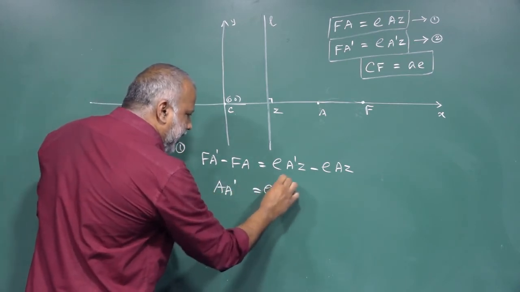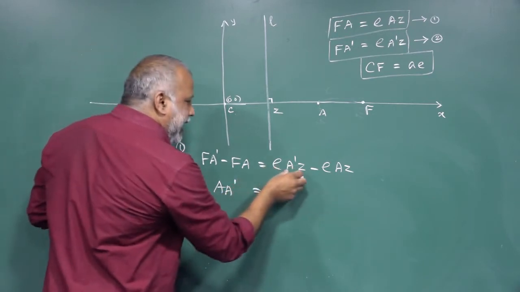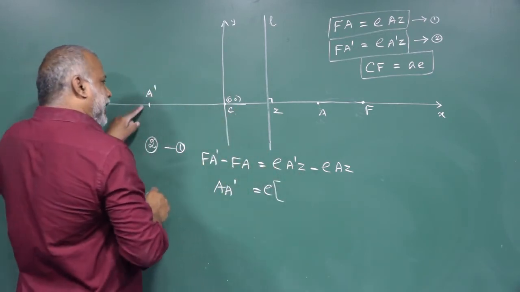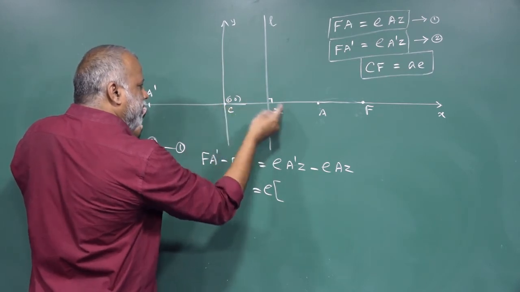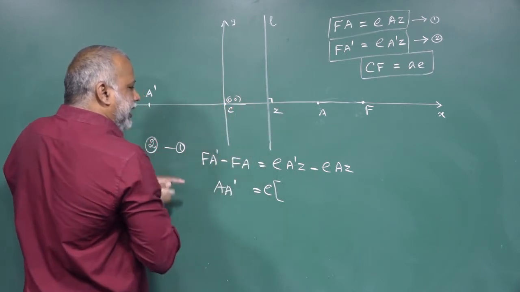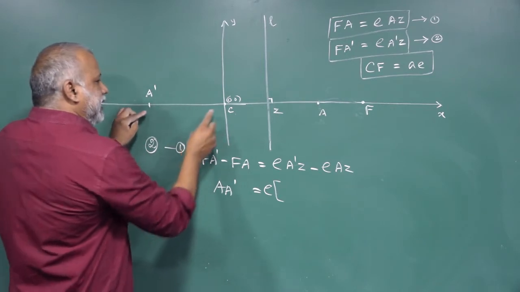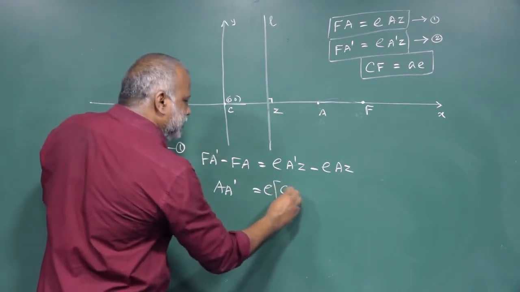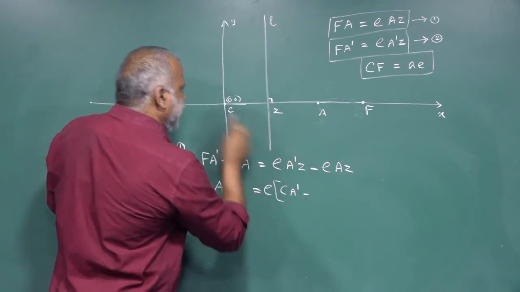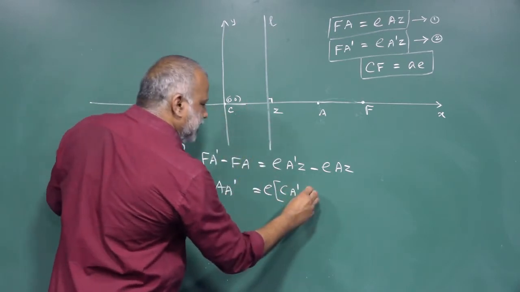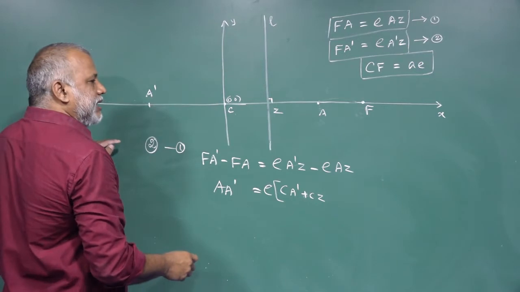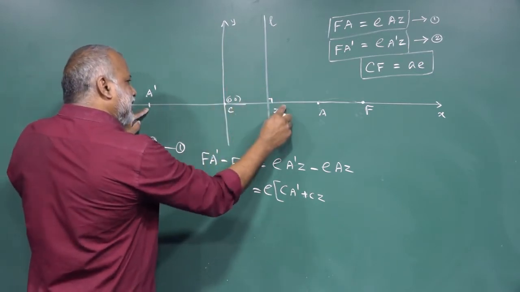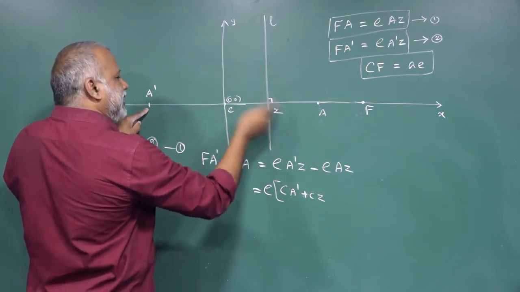Now take out e as common. A dash Z. See, A dash is here, Z is here. It is more than the center. Therefore, I can write this one in terms of center: CA dash, then plus CZ. See then, A dash is here, Z is here. It is crossed over the center.